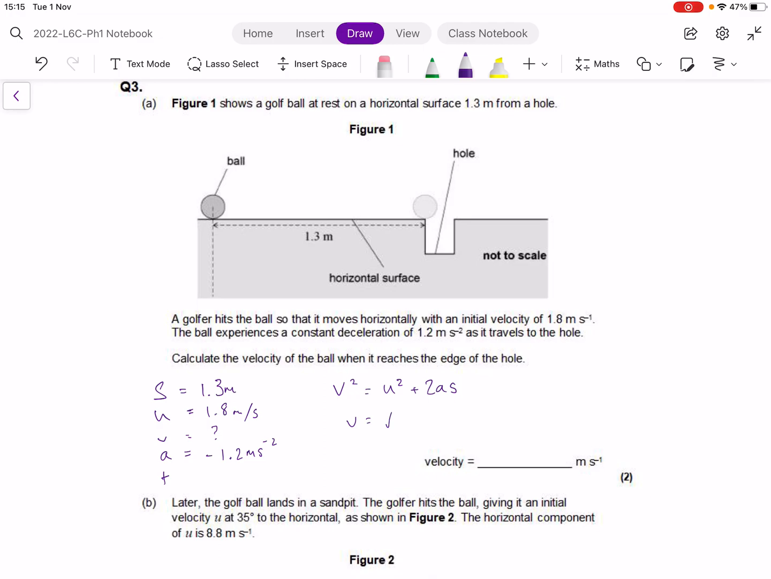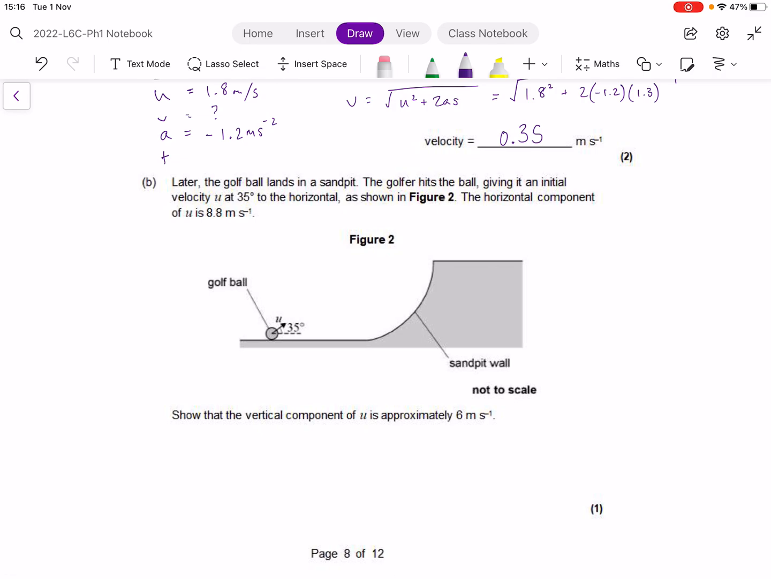So V equals the square root of U squared plus 2AS, which equals the square root of 1.8 squared plus 2 times minus 1.2 times 1.3. This is going to give us a final answer. I need a calculator. So 1.8 squared plus 2 times minus 1.2 times 1.3, square rooted, gives me a final answer of 0.35 meters per second.